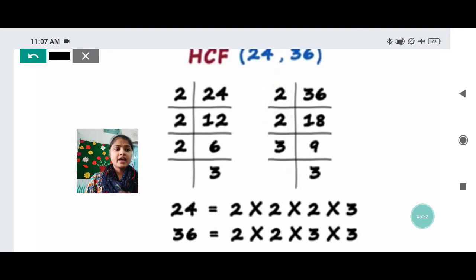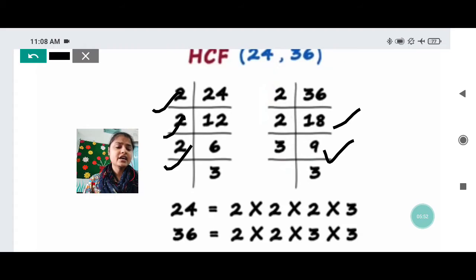In the same way, I have done the division of 36 also. 24 I have shown you how I have divided. The same thing is written. In the same way I have divided 36 also. First, we will always try to divide the number with the smallest number, and the smallest number is 2, with which we will start. So 36 when we divide by 2, we get 18, which I have written just below 36. Then again 18 I will divide by 2, I will get 9, which I will write just below 18.